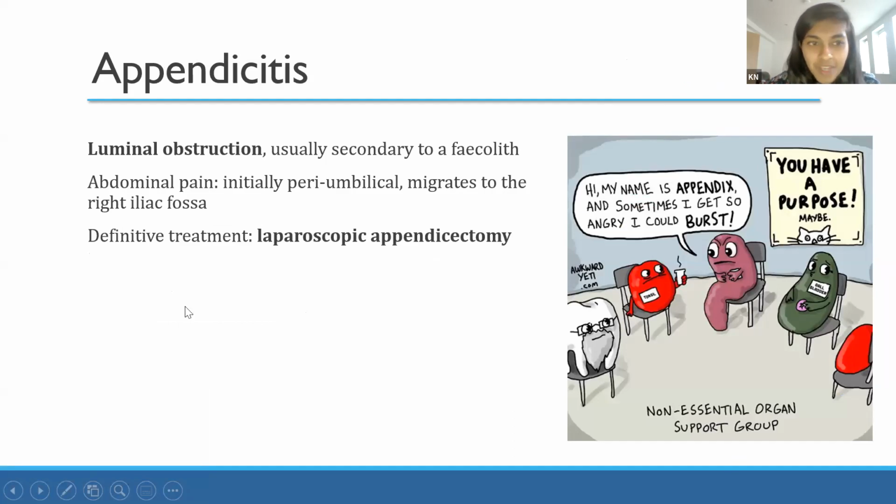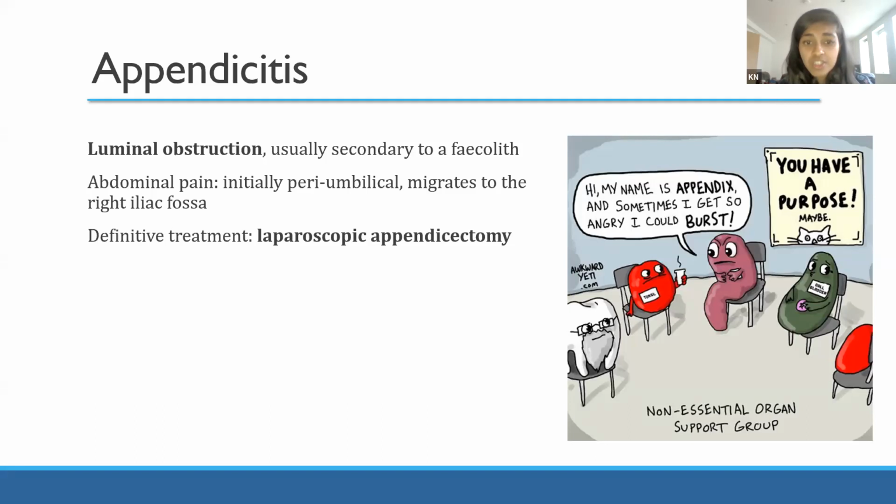So appendicitis. This is fairly rare. I'm putting it in because it's quite common, but luminal obstruction, generally with a faecolith. Generally younger patients, they'll present with periumbilical pain going to the right iliac fossa, generally be a bit pyrexial prior to this, maybe some vomiting, maybe some raised leukocytes.